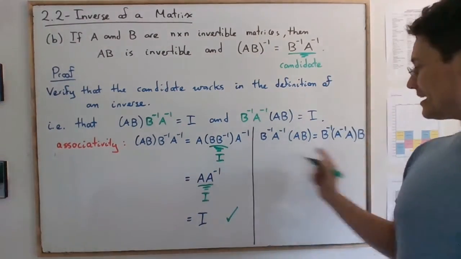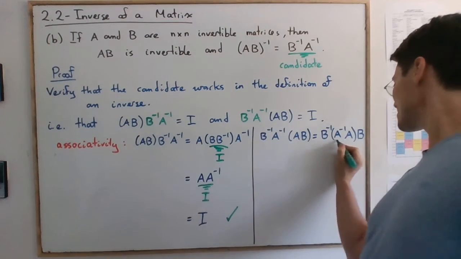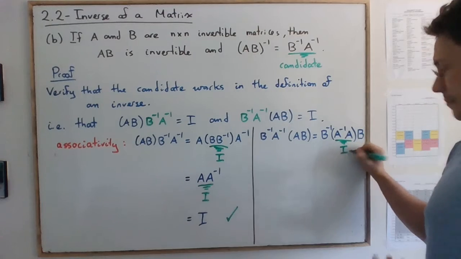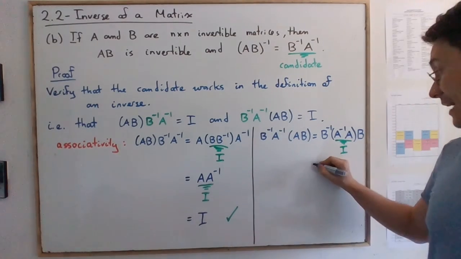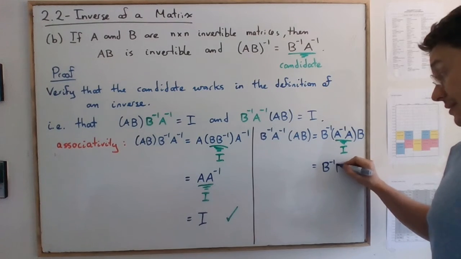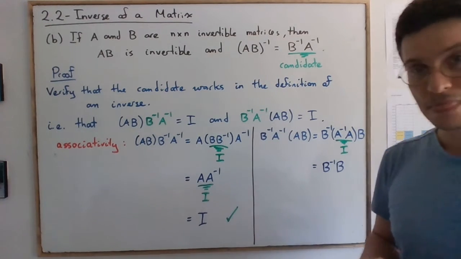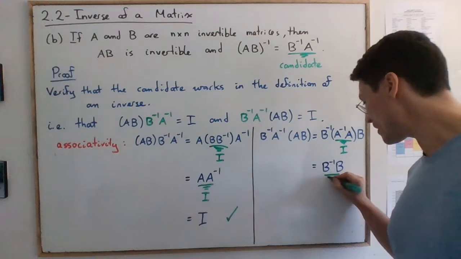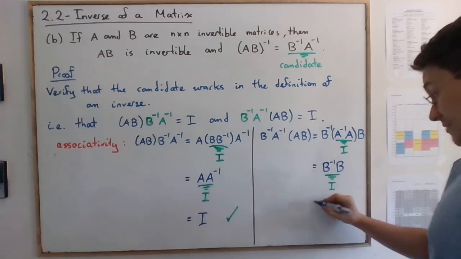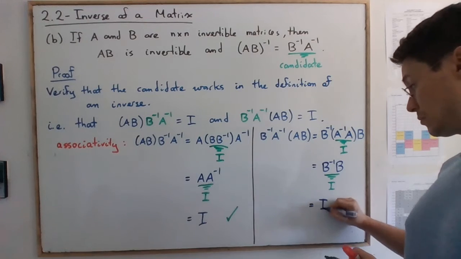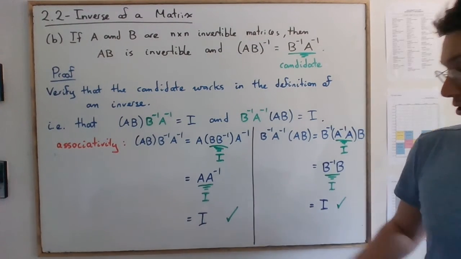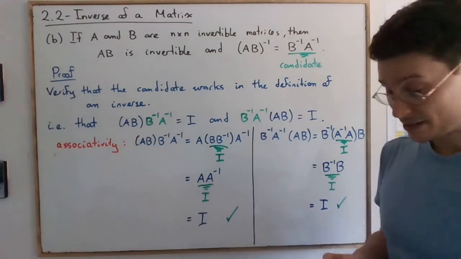Now let's check that the other side is valid. Well, it's the same idea. Look, A minus 1 times A is equal to I, which means that this thing is equal to B minus 1 times B. And then realizing that B minus 1 is the inverse of B, this multiplication also gives I. So that's it. You're done.